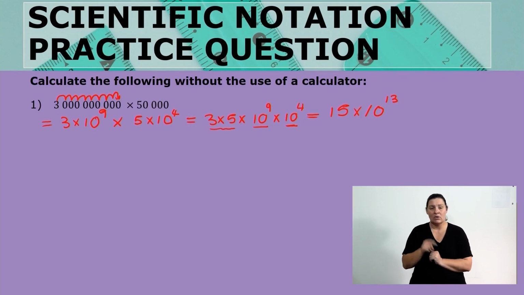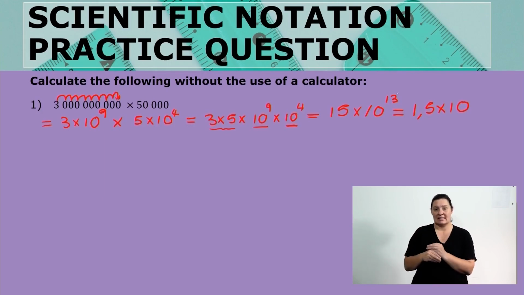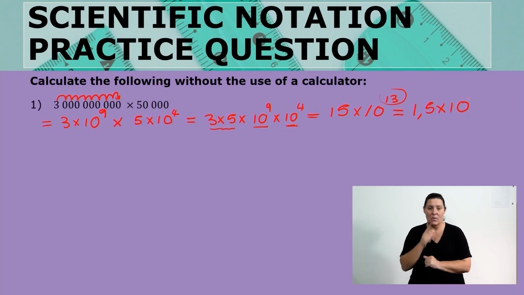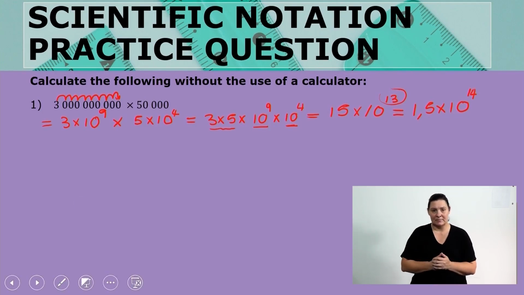So what does this mean? This means that this is going to be equal to 1,5 multiplied by 10. What happened there? I just shifted one position, or one placeholder, to the right, which means we need to add to our exponent because we are moving to the right. We are adding, and that will be our final answer.